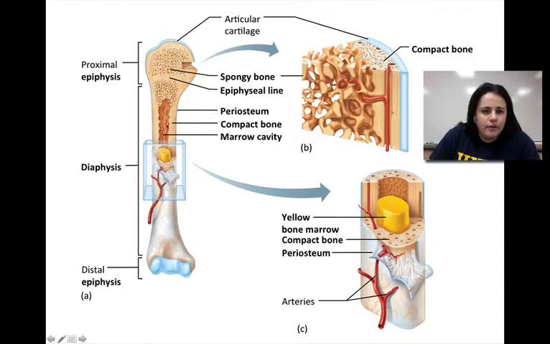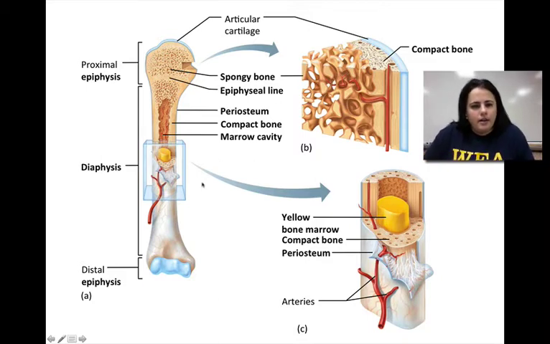And then down over here, you just have the compact bone on the outside, whereas the inside is hollow. That's what we call the marrow cavity. And we're going to find a type of bone marrow called yellow bone marrow within that area of the diaphysis. And then there's another epiphysis at the end.